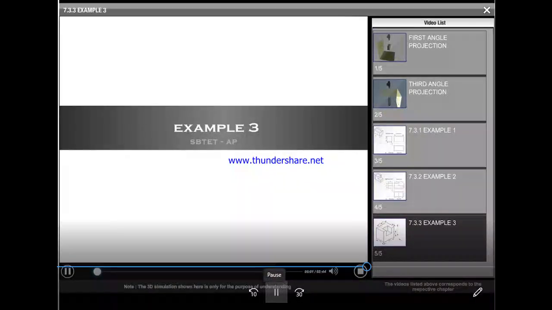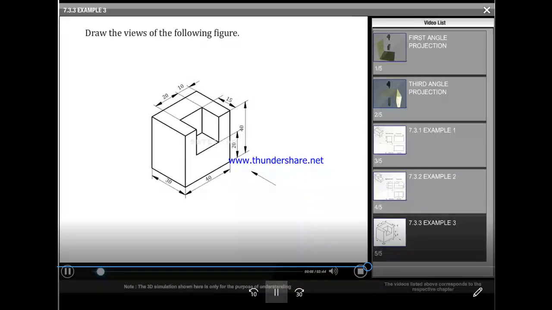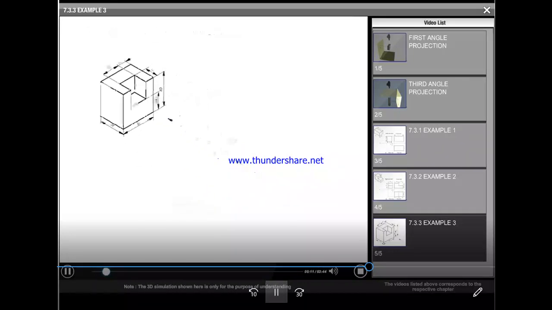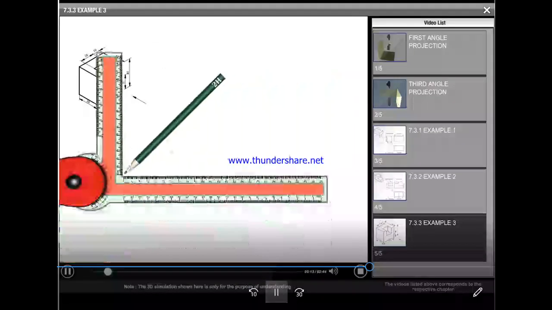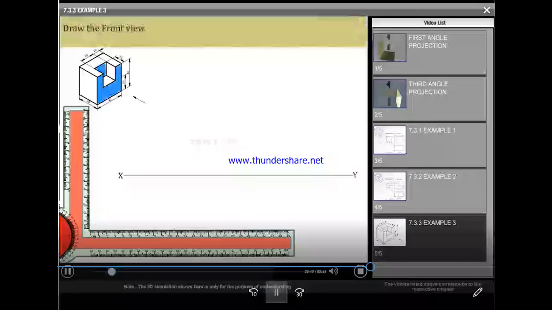Example problem 3. In this, we have to draw the three orthographic views of an object for which the pictorial view is available. Draw the front view first.